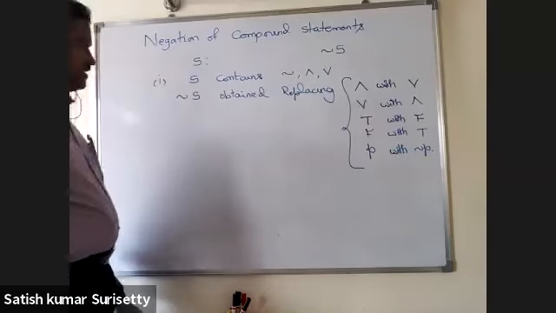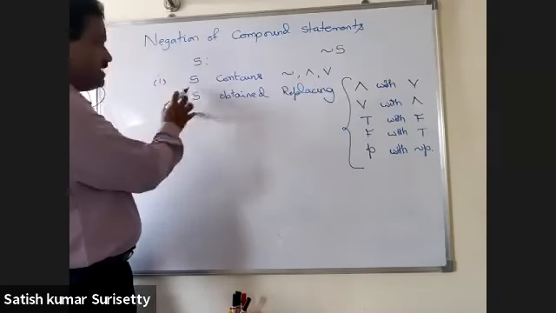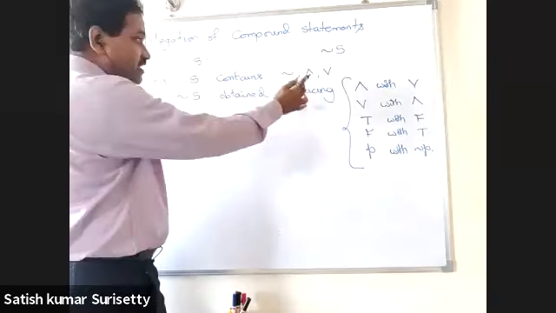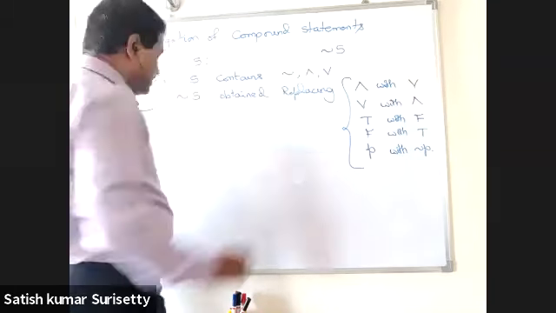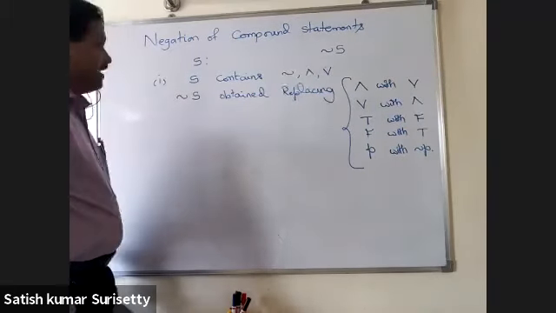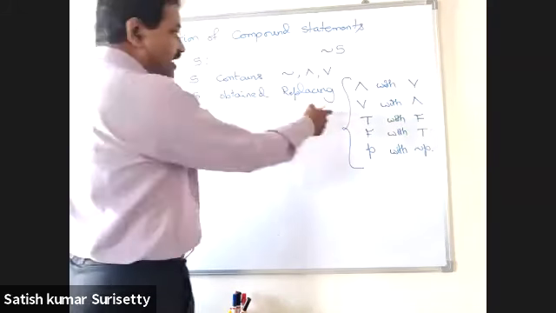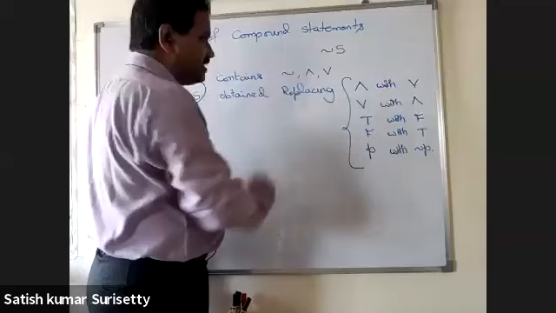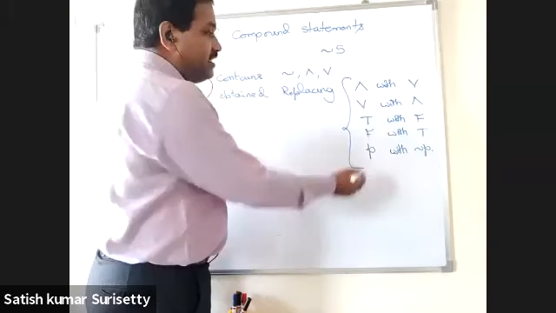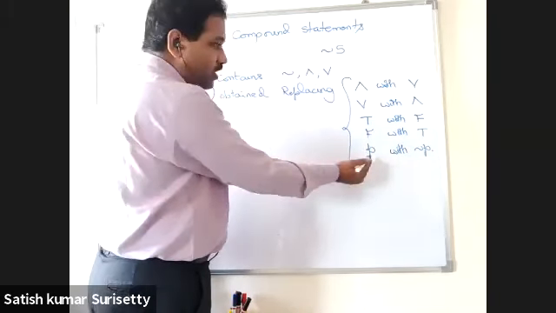Go through once again. If the compound statement S contains the symbols negation, conjunction, disjunction, then the negation of the compound statement is obtained by interchanging conjunction and disjunction, true and false, and replacing each statement involved with its negation.